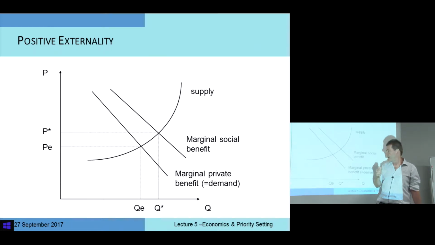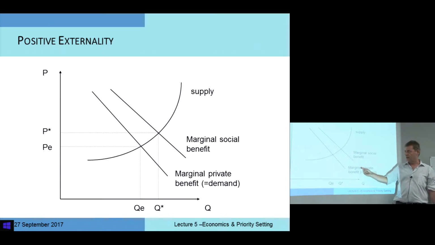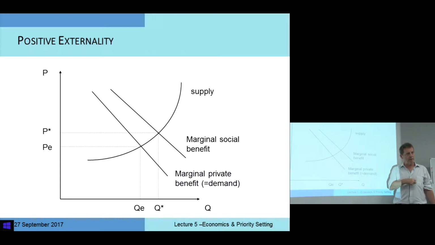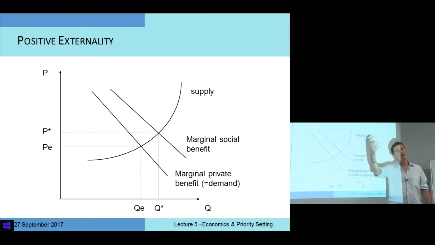But the point here is they're thinking, we argue, of their marginal private benefit. They're thinking of the protection the vaccination gives them. But of course, every time one of us is vaccinated, while we benefit, in principle, we give a benefit to other people.